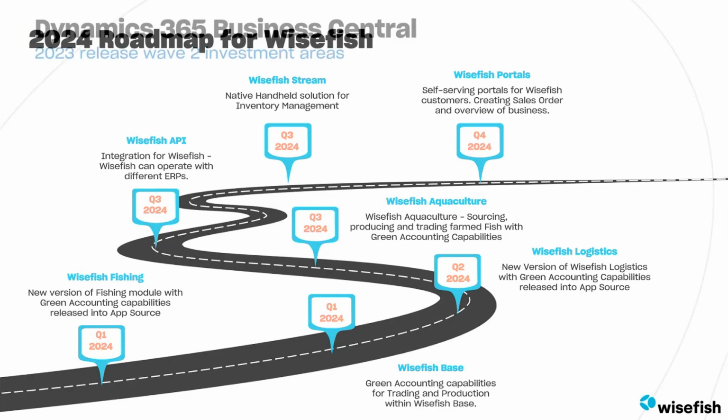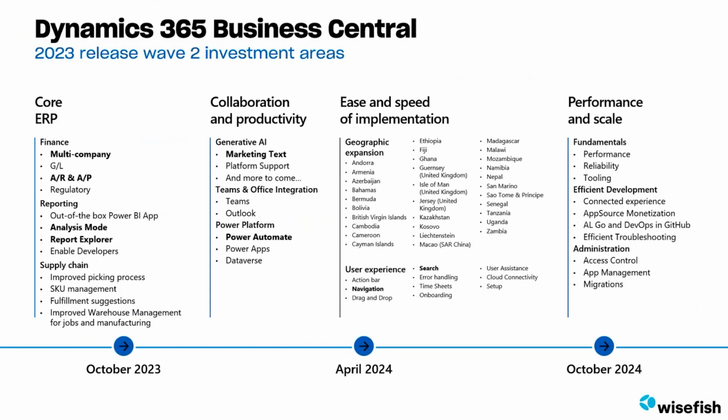Now, Microsoft is also quite busy. This is basically what came out in the last release. If you don't know, they have 2 release waves per year. So the second release wave for 2023 included the multi-company. They are basically introducing a company hub where you can manage your financial work across multiple companies or have a multiple company overview in one window.